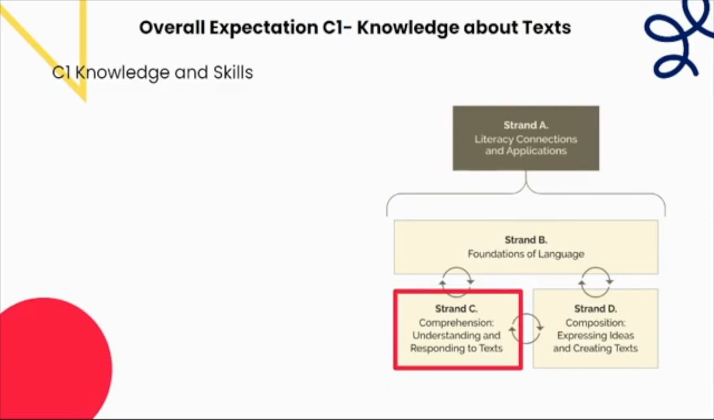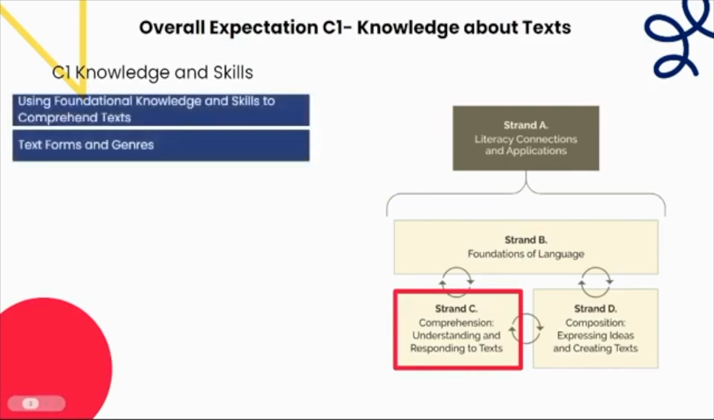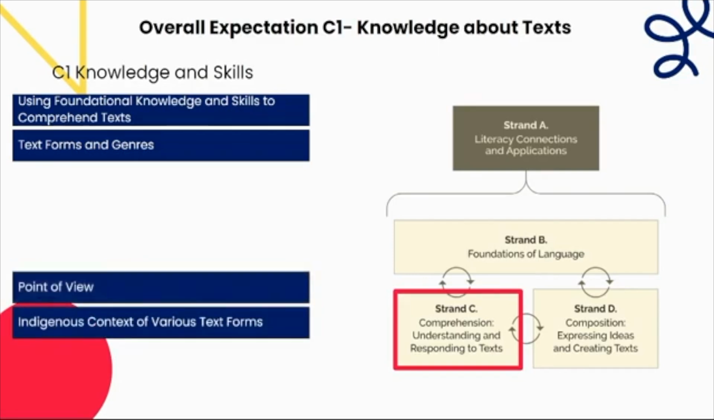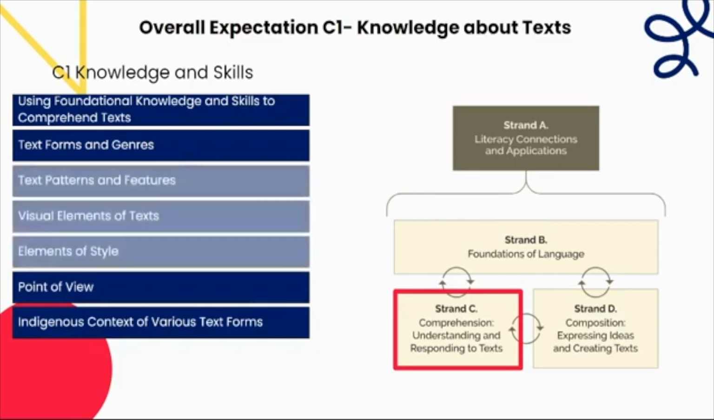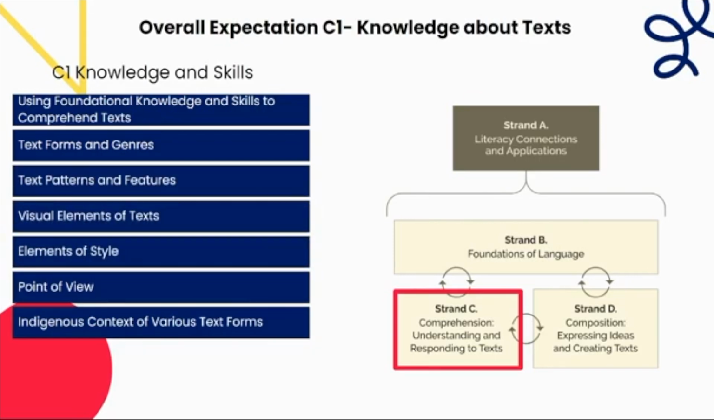Overall expectation C1, knowledge about texts. In this overall expectation, students will apply foundational knowledge and skills to understand a variety of text forms and genres, including digital and media texts, and texts by creators with diverse identities, perspectives, and experiences, with a focus on understanding various points of view. Students will demonstrate an understanding of the patterns, features, and elements of style associated with various text forms and genres.